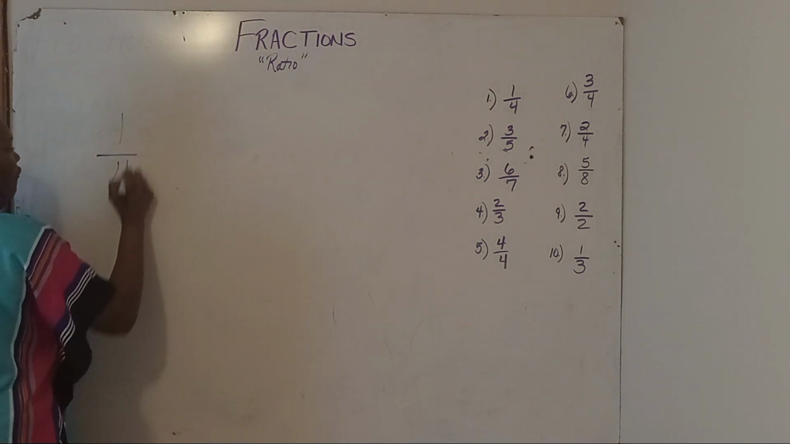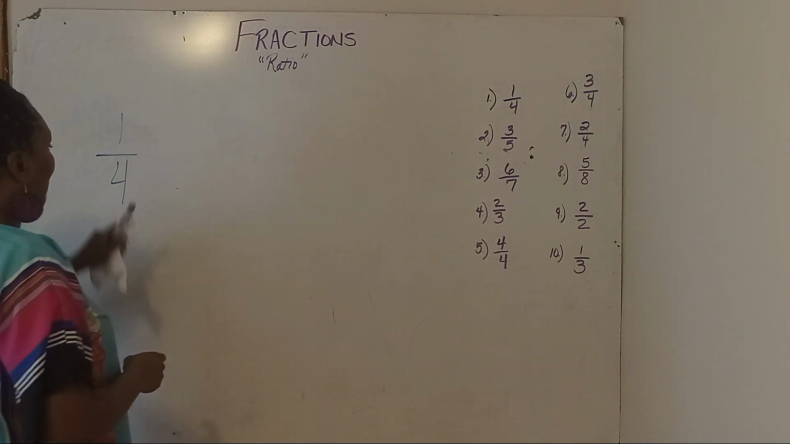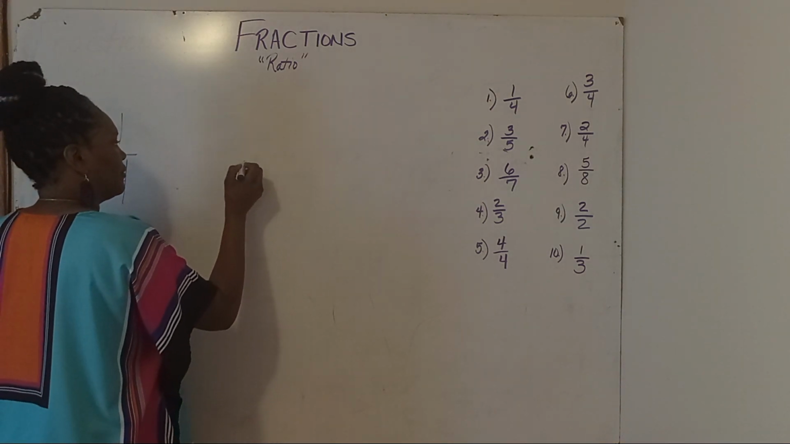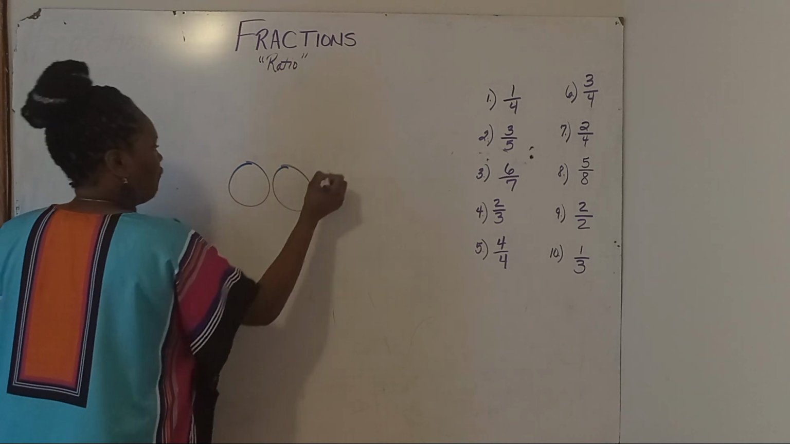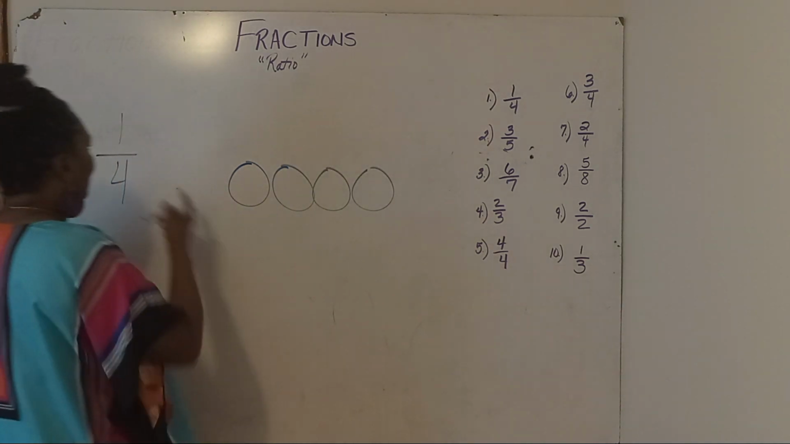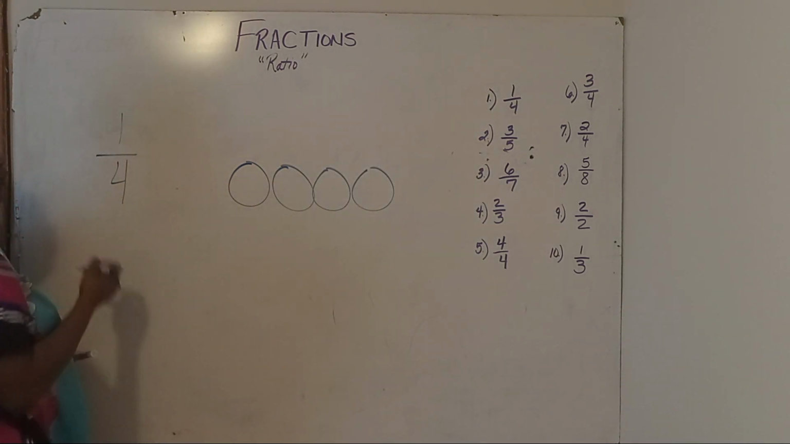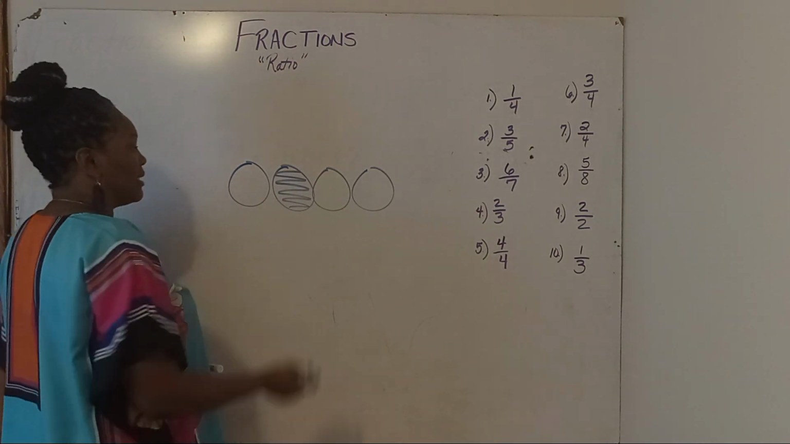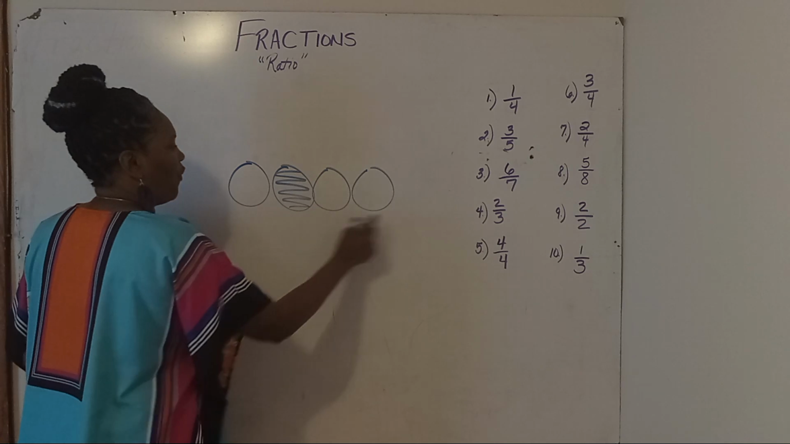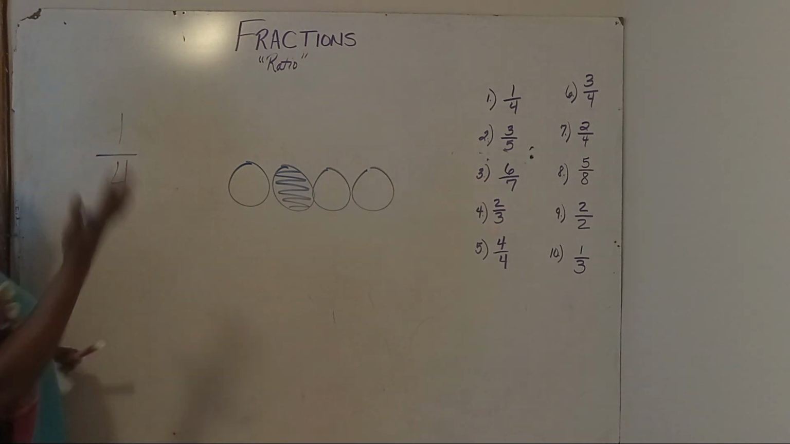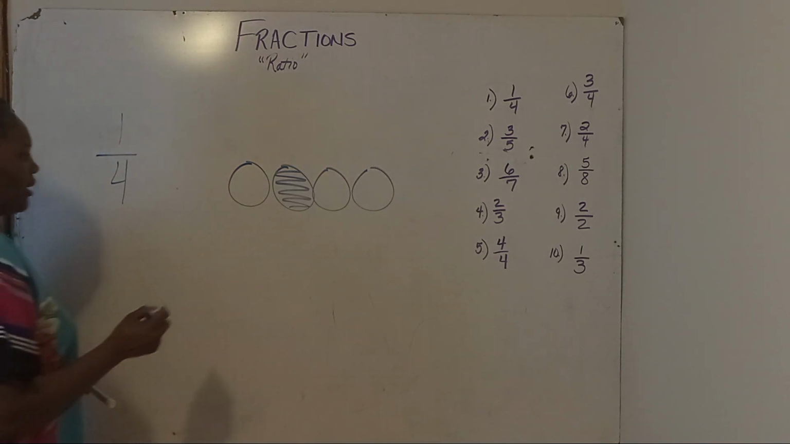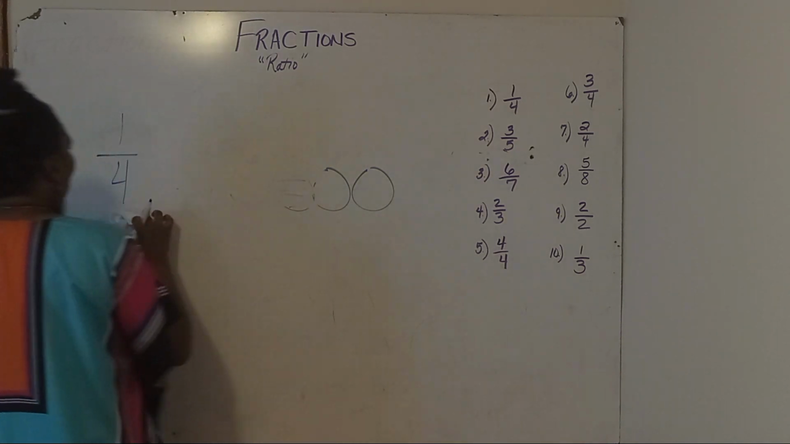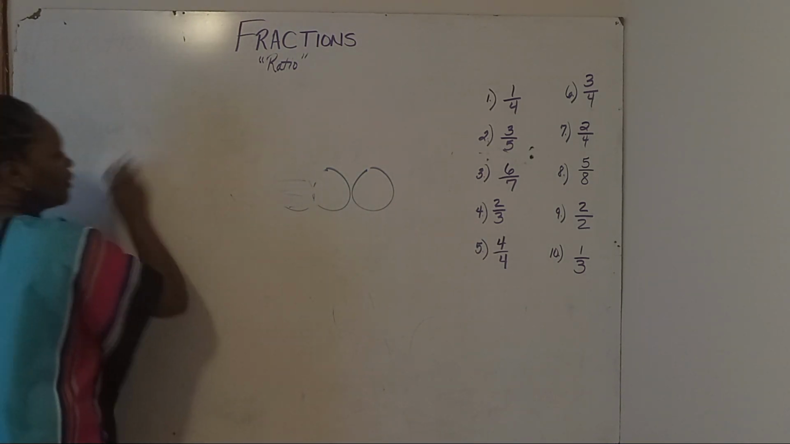1/4. So my whole is 4. So I'm going to draw 4. And then the part that needs to be shaded is 1. And I can choose either one of them that I want to shade. And this is 1 of 4, or 1 out of 4. And that's how we do fractions. Okay? So that's the fraction for 1/4.